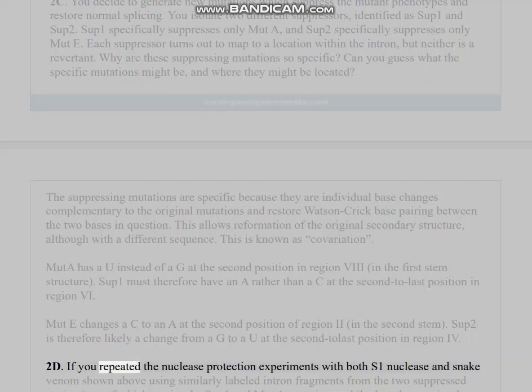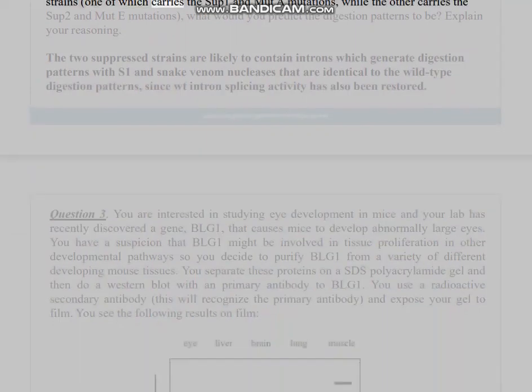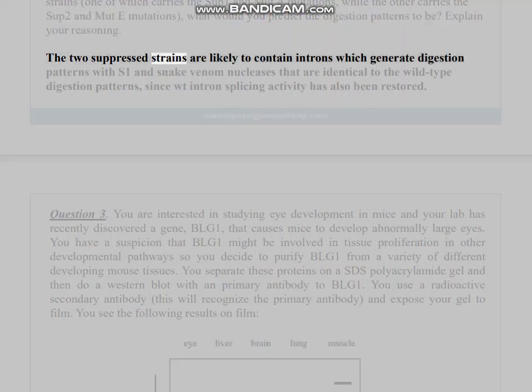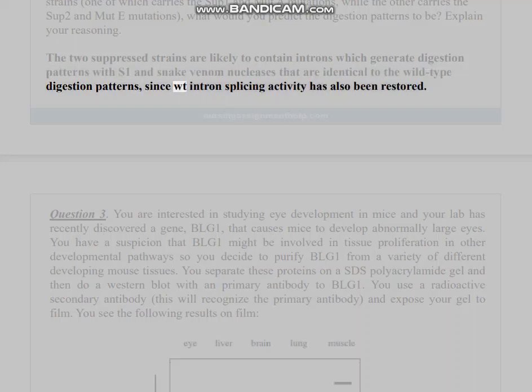2d. If you repeated the nuclease protection experiments with both S1 nuclease and snake venom shown above using similarly labeled intron fragments from the 2 suppressed strains, one of which carries the SUP1 and MUT-A mutations, while the other carries the SUP2 and MUT-E mutations, what would you predict the digestion patterns to be? Explain your reasoning. The 2 suppressed strains are likely to contain introns which generate digestion patterns with S1 and snake venom nucleases that are identical to the wild-type digestion patterns, since WT intron splicing activity has also been restored.